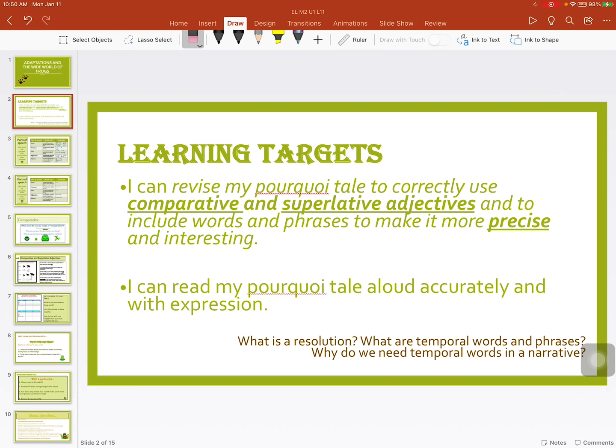And while we're going through this lesson, I want you to think, what is a resolution? What are temporal words and phrases? And why do we need temporal words in a narrative?